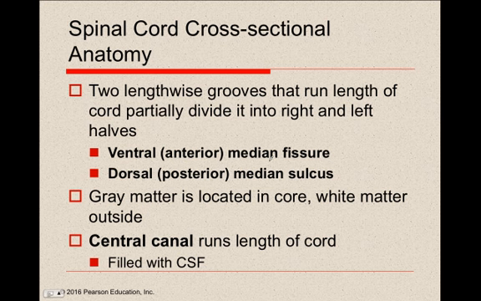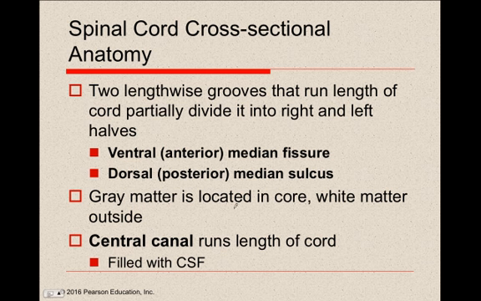Also, when we do a cross-section of the spinal cord, we'll see that there are two lengthwise grooves that divide the spinal cord into the right and left halves. On the anterior side, or ventral side, whichever one you like to use, we have the anterior median fissure. It's a little fissure, just like a crack in a rock. Then on the dorsal or posterior side, we just have a groove called the posterior or dorsal median sulcus.